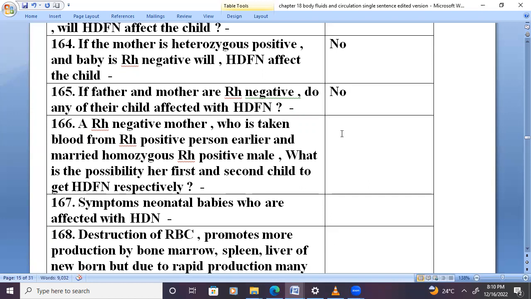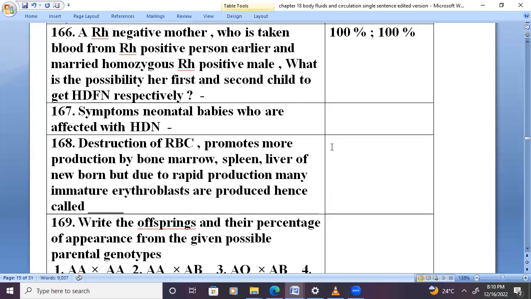An Rh negative mother who has earlier been given blood from an Rh positive person marries a homozygous Rh positive male. What is the possibility of the first and second child getting HDFN respectively? First child 100%, second child 100%. Both conditions, 100%.